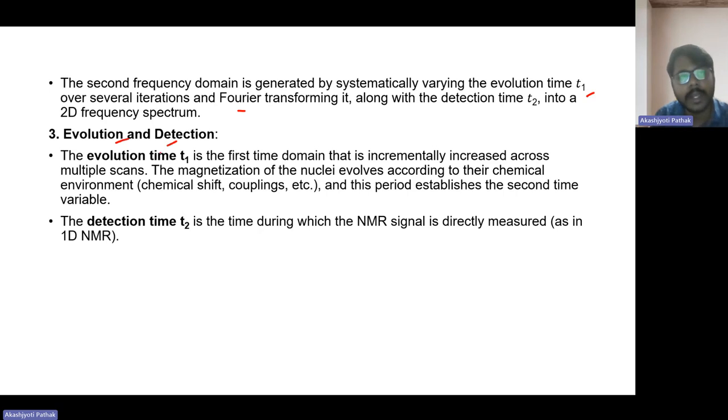The evolution time T1 is the first time domain that is incrementally increased across multiple scans. The magnetization of the nuclei evolves according to their chemical environment, their chemical shift and couplings, and this period establishes the second time variable. The detection time T2 is the time during which the NMR signal is directly measured.